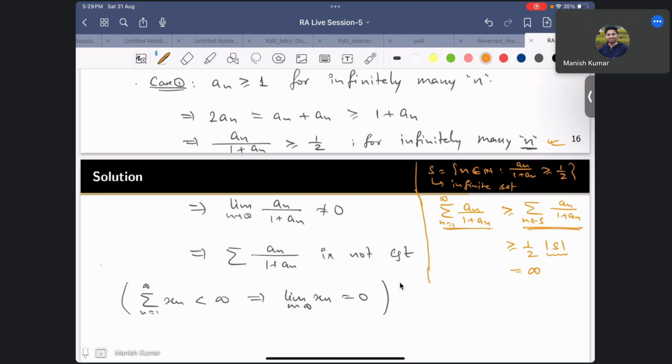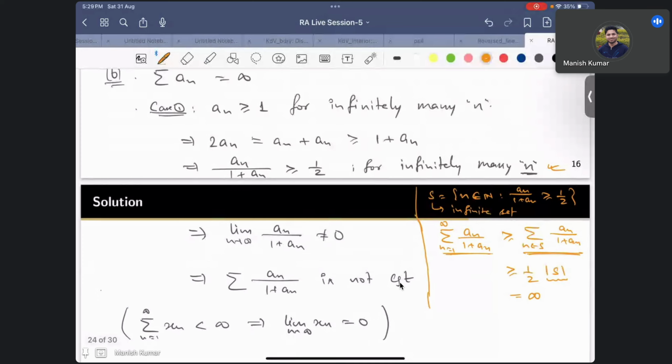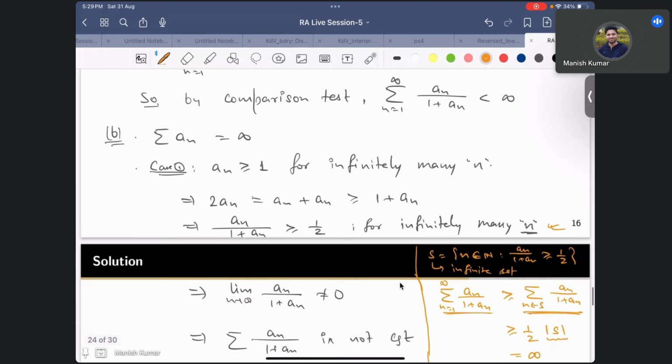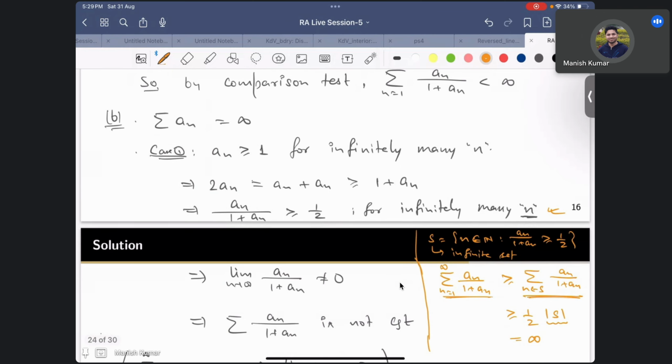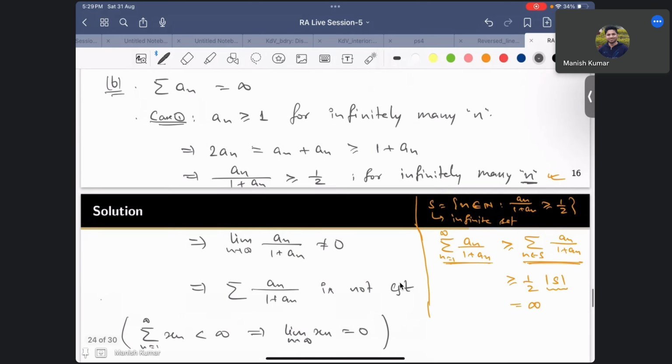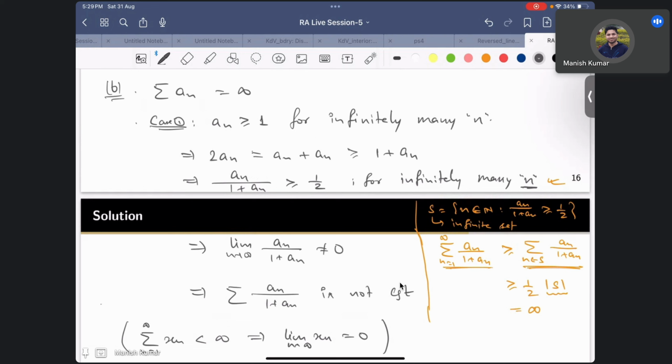Over here, notice one thing: we have not used the fact that summation an is divergent anywhere. This is just case 1, where I have a stronger assumption that all the terms are greater than or equal to 1. That is a strong assumption that I have taken here. When you have an greater than or equal to 1 for all n, it is a very strong assumption. So that's why we did not need to use this one. But in the second one, I'll have to use it.